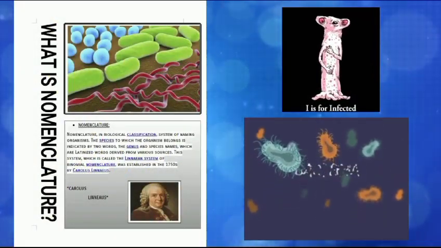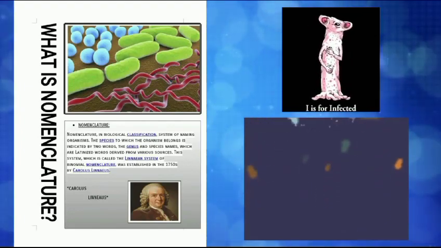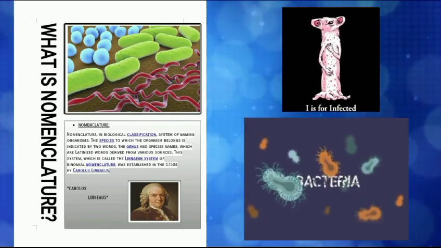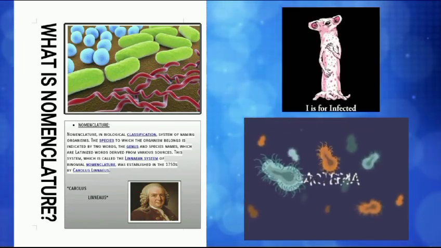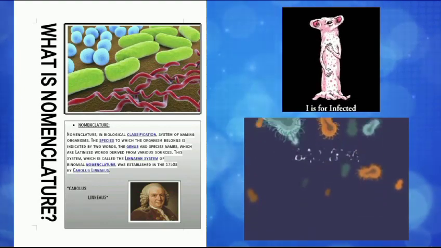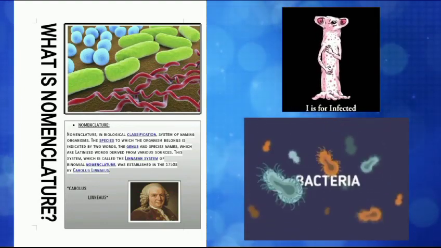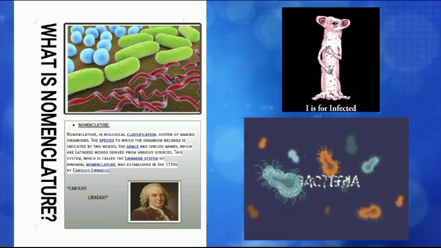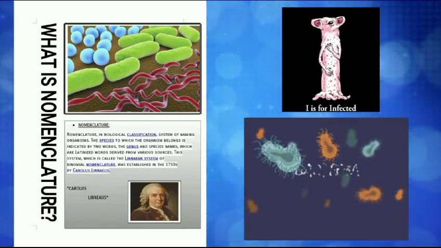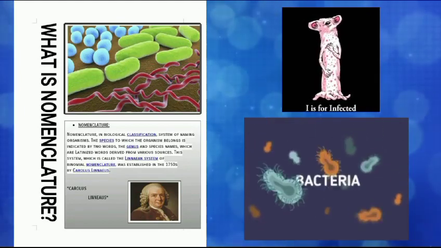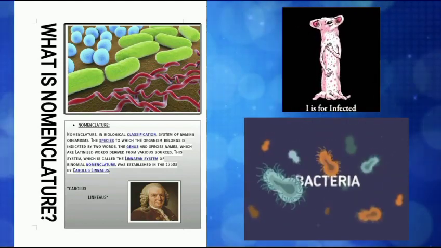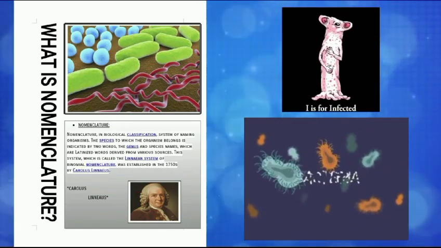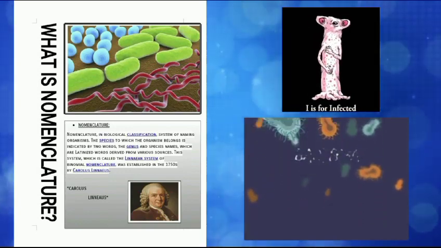So, what is nomenclature? Nomenclature is the biological classification system of naming organisms. The species to which the organism belongs is indicated by two words: the genus and species names, which are Latinized words derived from various sources. This system, which is called the Linnean system of binomial nomenclature, was established in the 1750s by Carl Linnaeus.